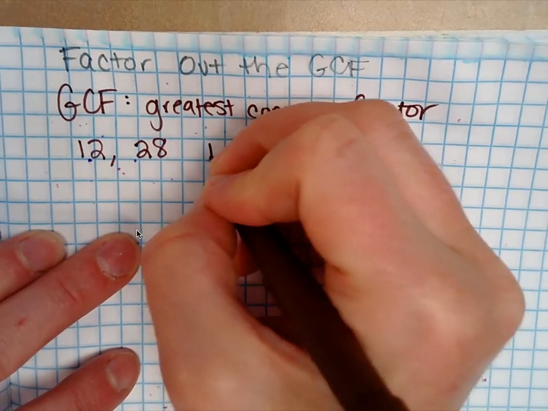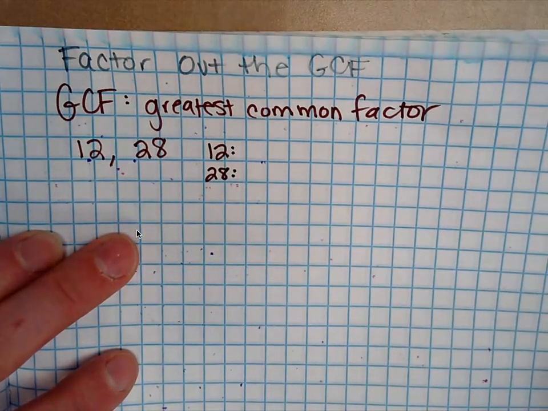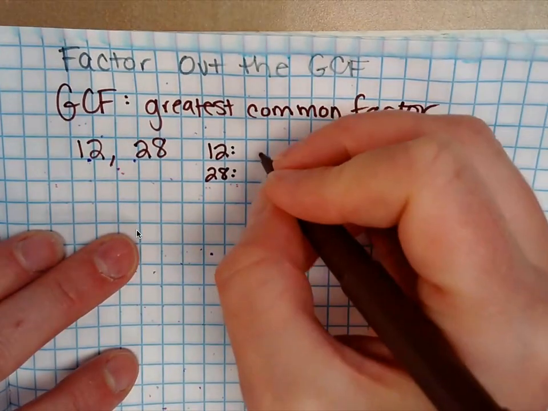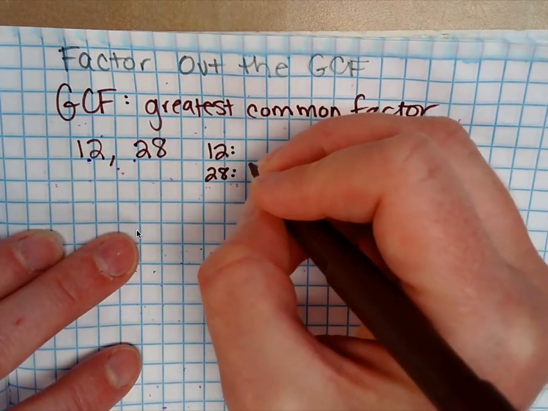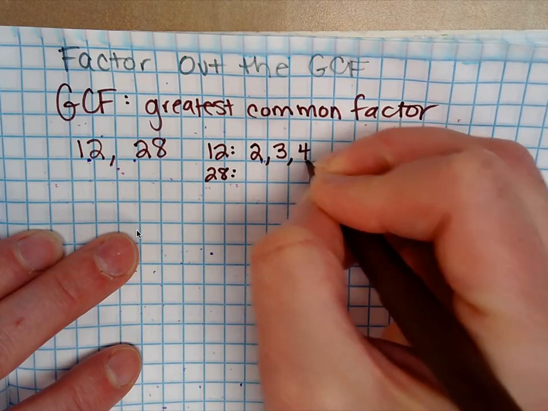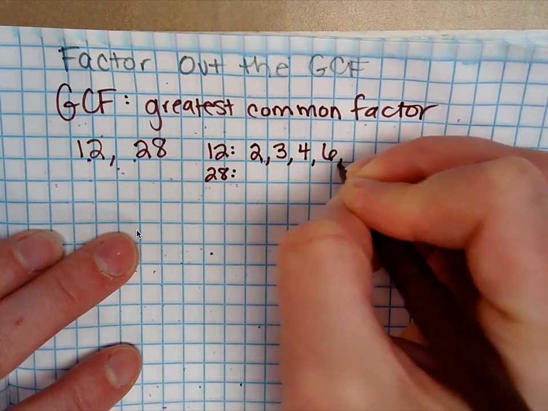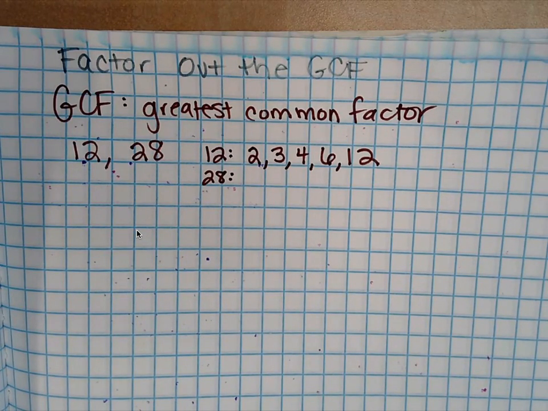So what we could do is list out all the factors of 12 and 28 and then pick the greatest. So we know we're not going to include 1, but 1 is in common. So 2, 3, 4, 6 and 12. Those are the numbers that evenly divide it.